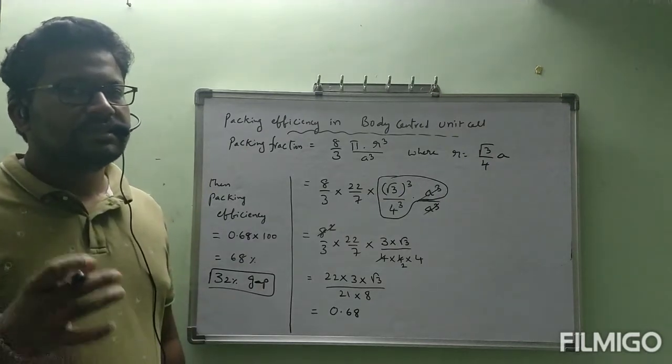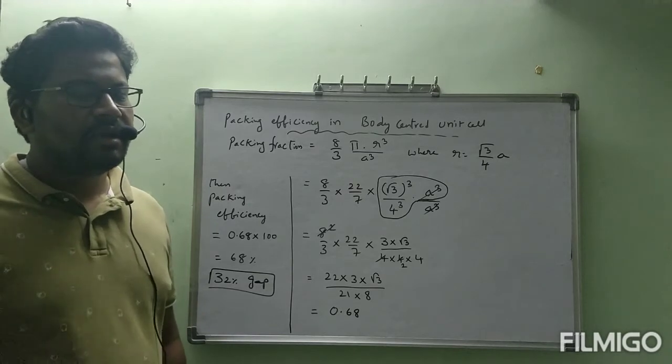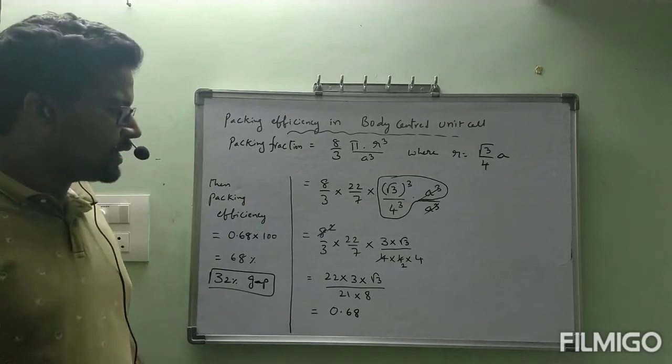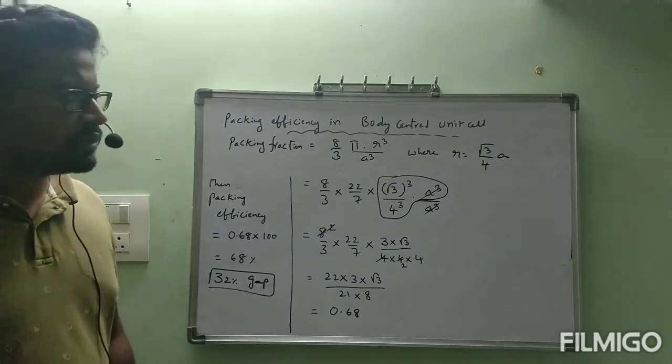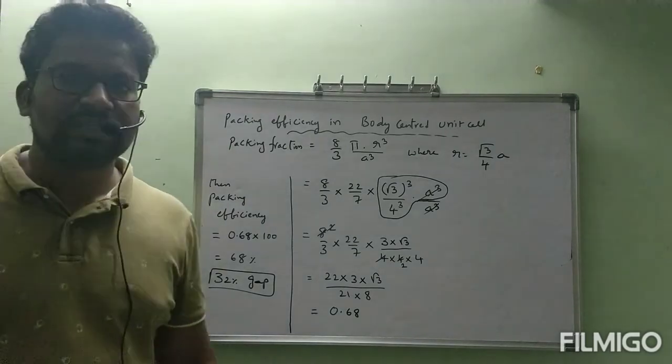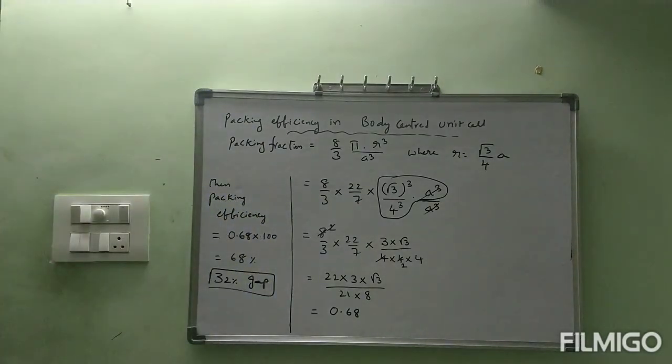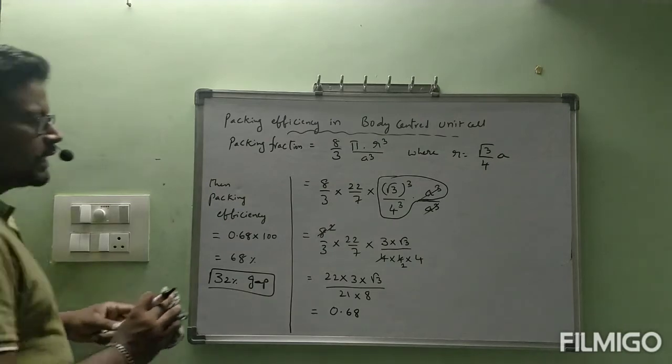That body center is in touch with corners. Yesterday's thing, face center particles are in touch with corners. Okay, I am going to rub this one. After this we will see what about the packing efficiency in simple primitive unit cell. Okay, observe the calculation present on the board, all of you. Okay, next one.